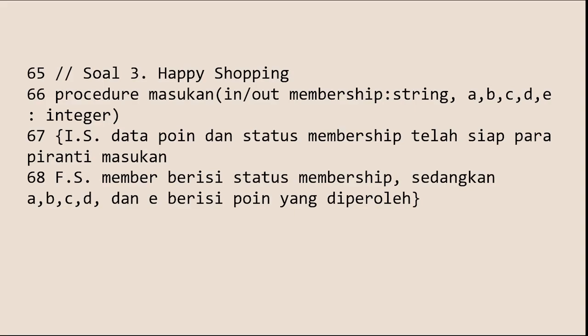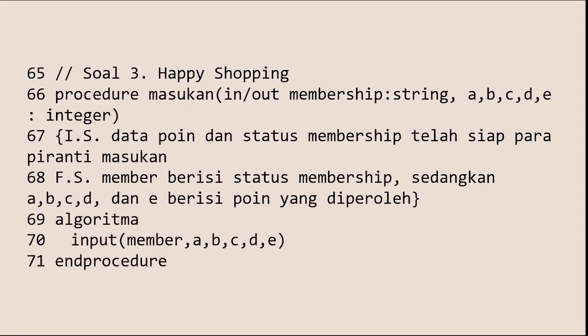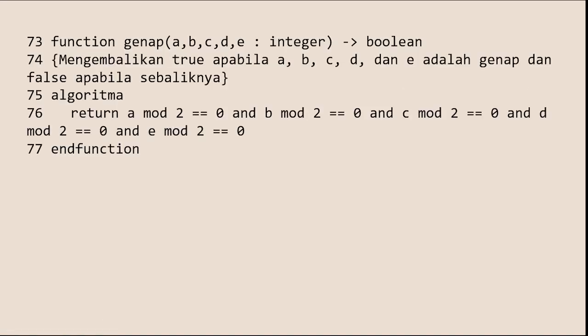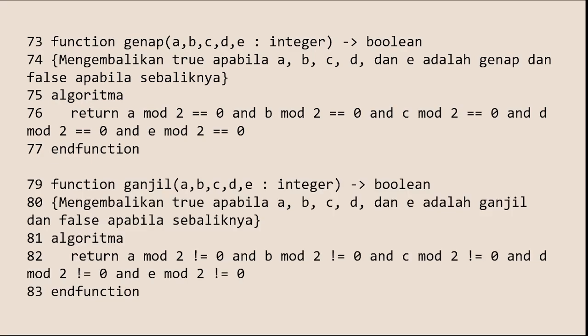Okay, so the first one is we are going to create a procedure to get the input from the user. This is only a simple algorithm. As you can see here, we only input the membership value and then all 5 points A, B, C, D, E. And then after that, we are going to create a function to check whether the customer points are all odd or even.